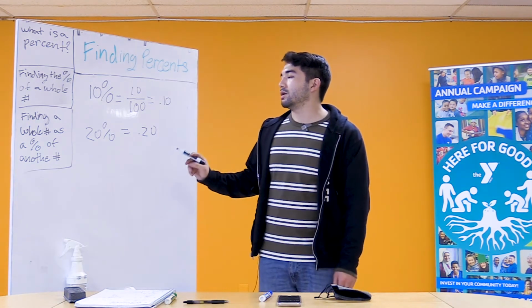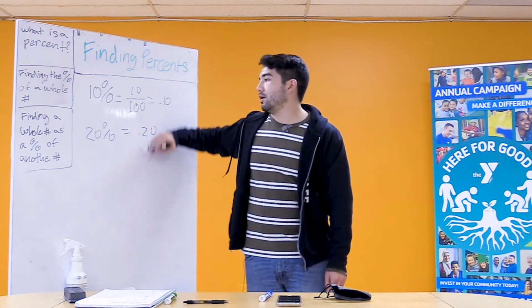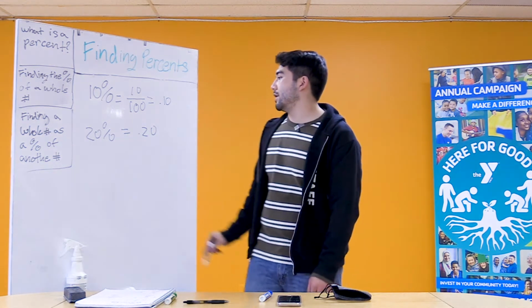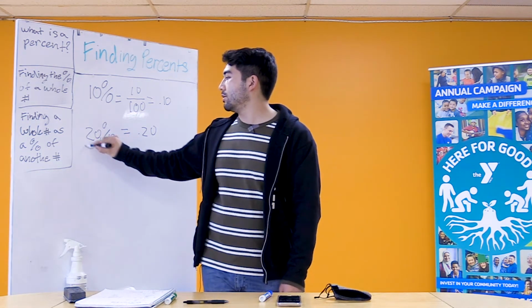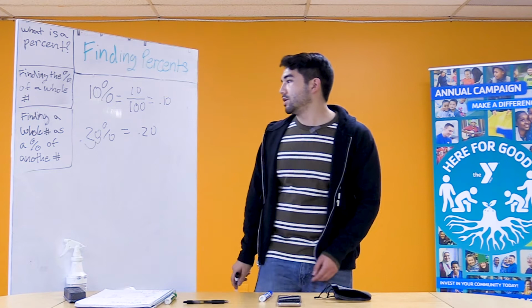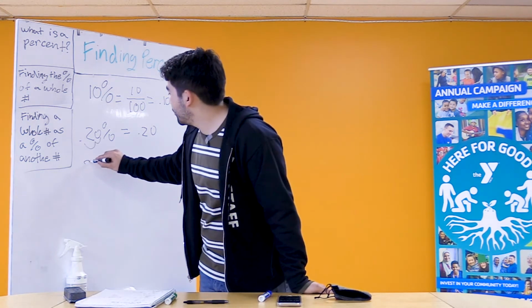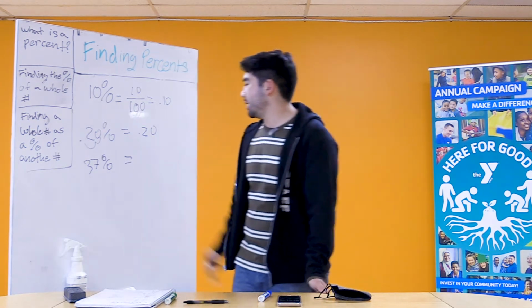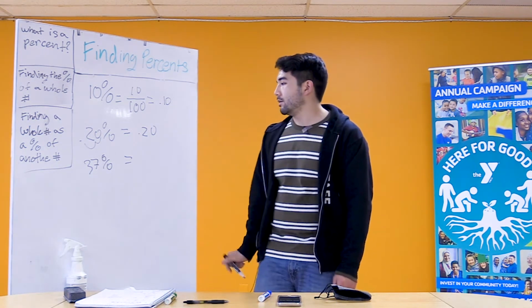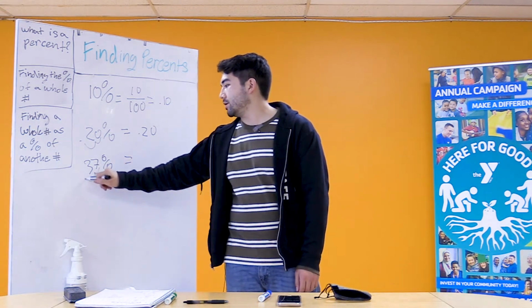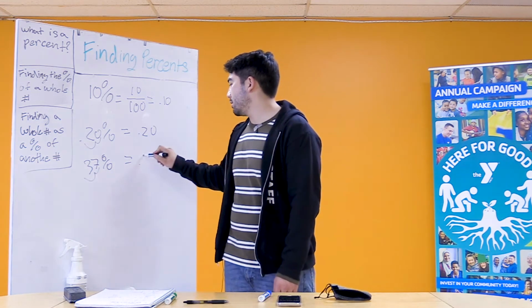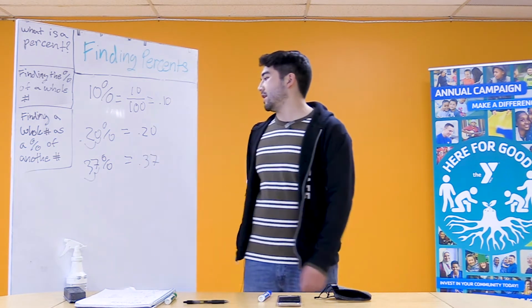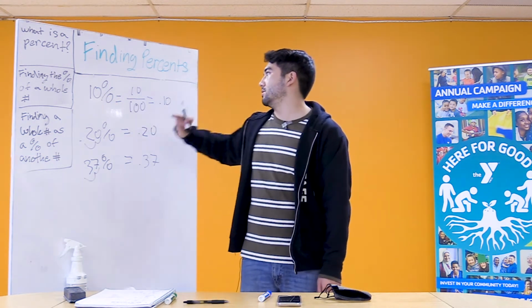So in order to find a decimal from a percent, all you have to do is move the decimal up 2. So for example, if I had 37%, what would the decimal be? Well, let's move this up 1, 2. It will be 0.37. Awesome. So this is how we turn a percent into a decimal.